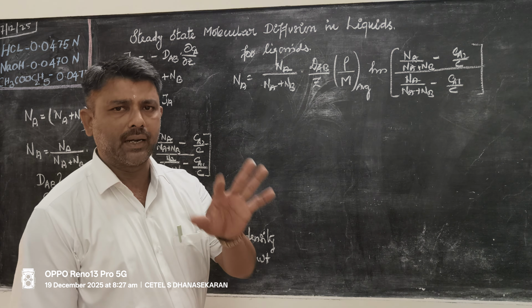This is individual concentration divided by total concentration. That is called XA2. Similarly, CA1 divided by C is equal to XA1.